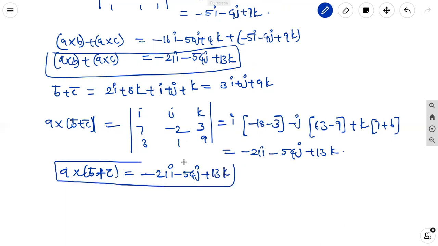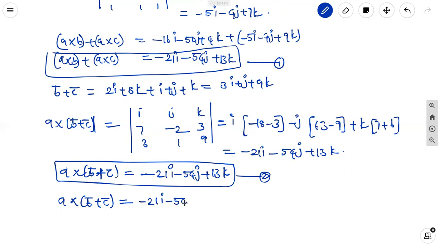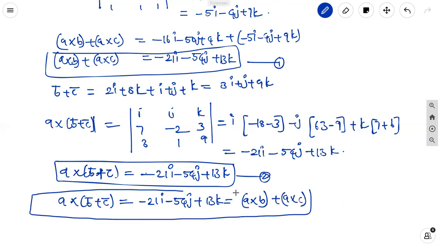From 1 and 2, the distributive law is satisfied: A cross (B vector plus C vector) equals minus 21i minus 54j plus 13k, which equals A cross B plus A cross C. So this verifies that the cross product is distributive over vector addition.